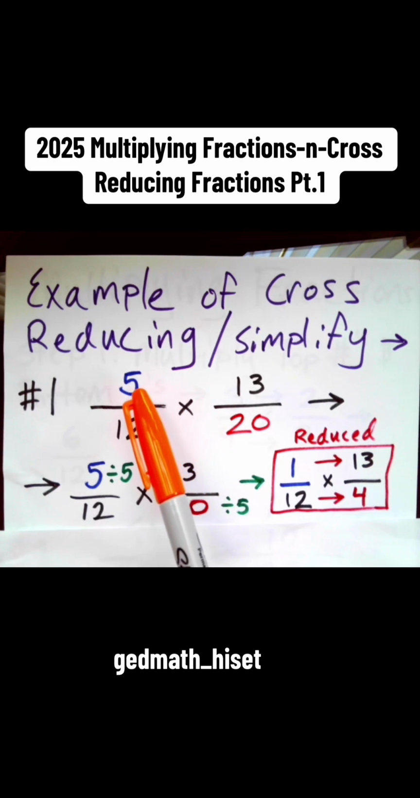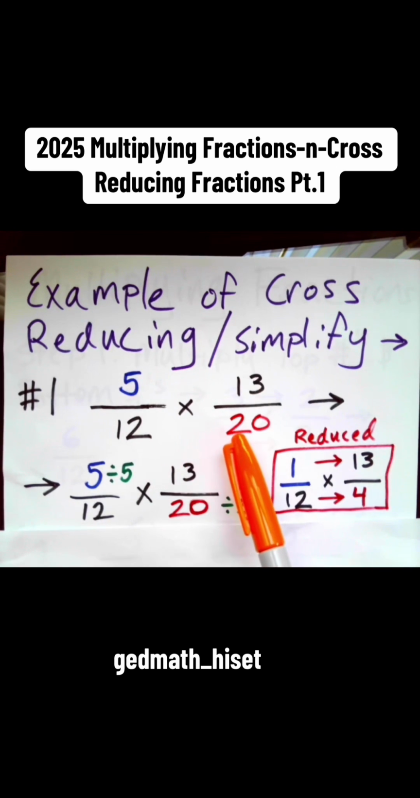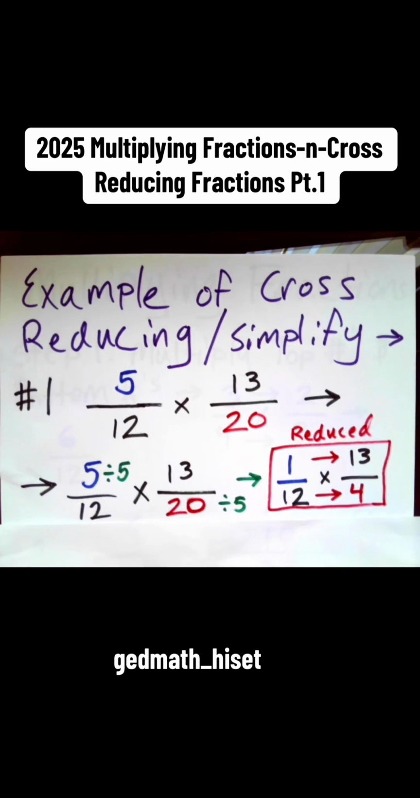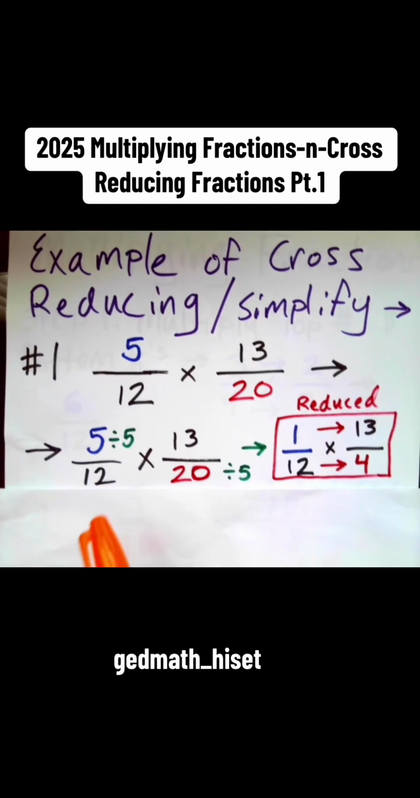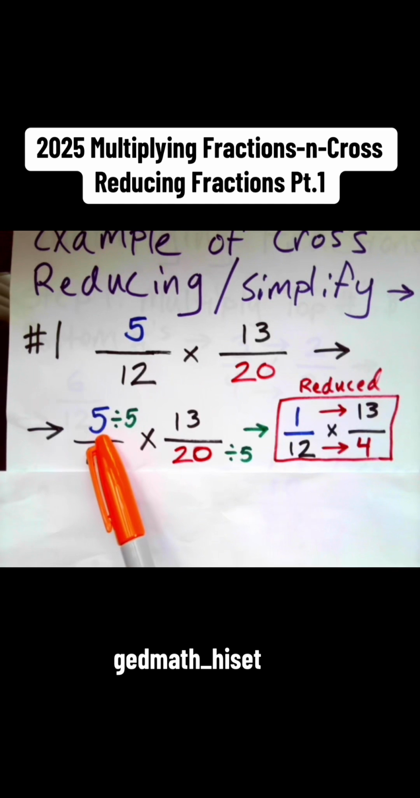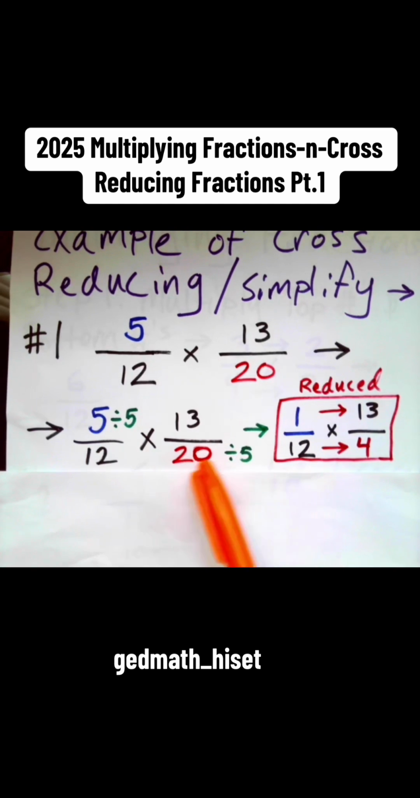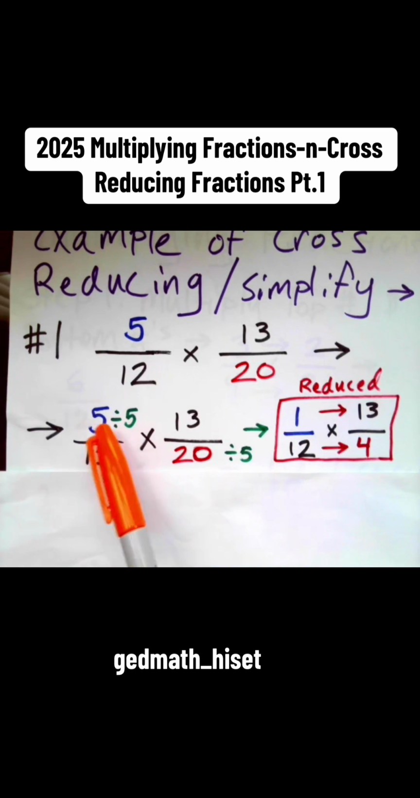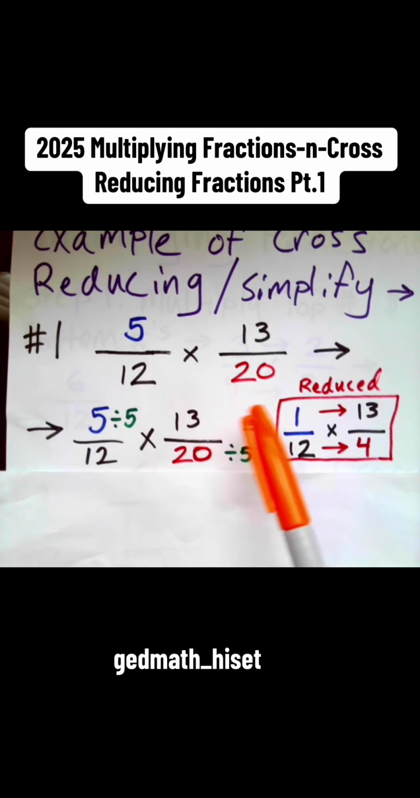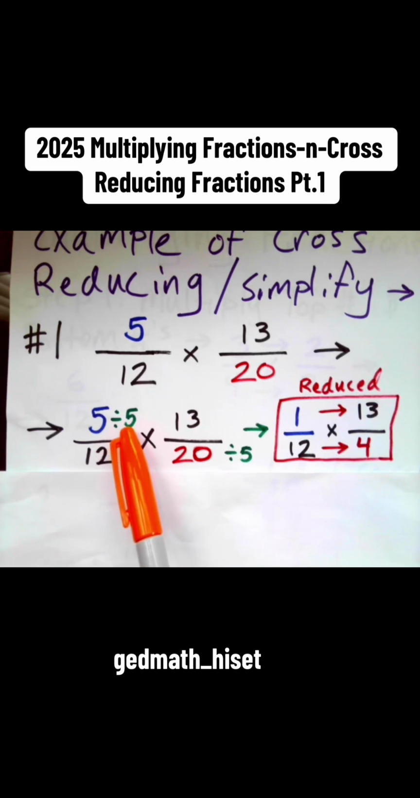Well, I recognize 5 divided by 5 would give me 1. And I know 20 is a multiple of 5. 5 times 4 is 20. So I can divide 5 into both of these terms. So you can see here down below, I have 5 divided by 5, and then 20 divided by 5. 5 divided by 5 is 1.